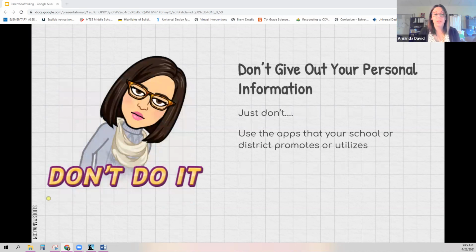Don't give out your personal information. That's it. Not smart. It is not a good idea. You would not want to have some crazy phone call in the middle of the night. And many districts do have policies with this. Use the apps that your school or your district utilizes or promotes to ensure that you are following expectations and guidelines, and it is protecting yourself at the end of the day.